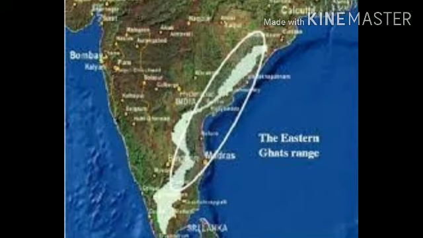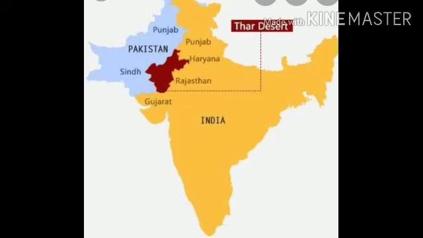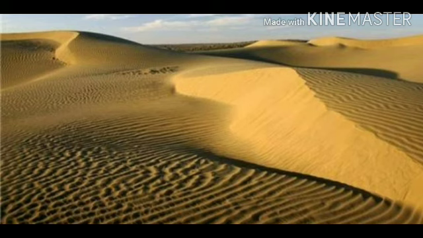Now the Indian desert. The Indian desert lies towards the western margins of the Aravalli Hills. It is a sandy plain covered with sand dunes. This region receives very low rainfall, below 150 millimeters per year. It has an arid climate with very low vegetation cover.